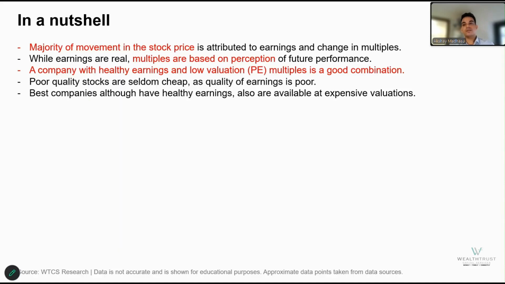And unfortunately, there are also the best companies, which have healthy earnings. But the problem there is that the valuations will remain expensive forever. So you need growth to justify much of that valuation premium.